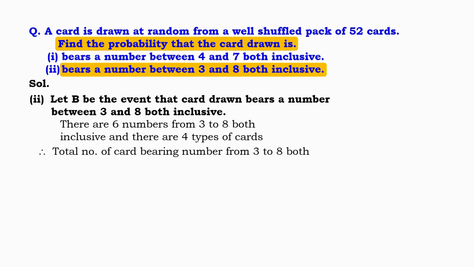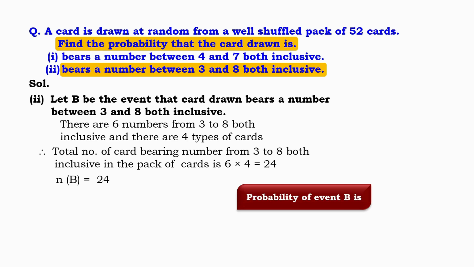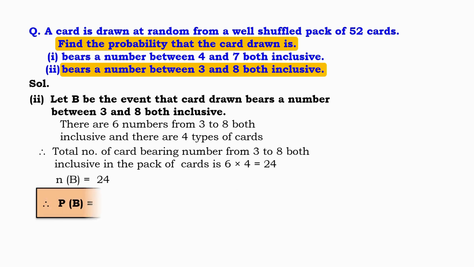So the total number of cards bearing a number from 3 to 8, both inclusive, in the pack of 52 cards will be equal to 6 into 4, that is equal to 24. So n(B) is equal to 24 here. Now the probability of B, that is P(B), is equal to n(B) by n(S), that is 24 by 52. Now if we simplify we will get 6 by 13.